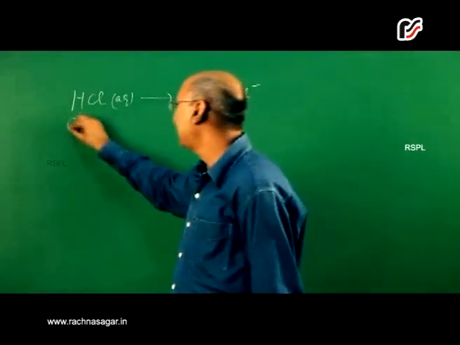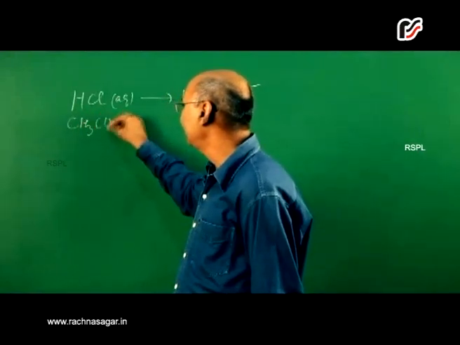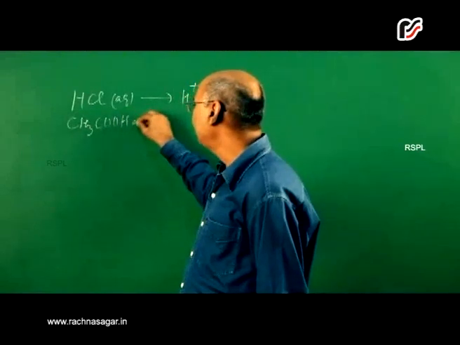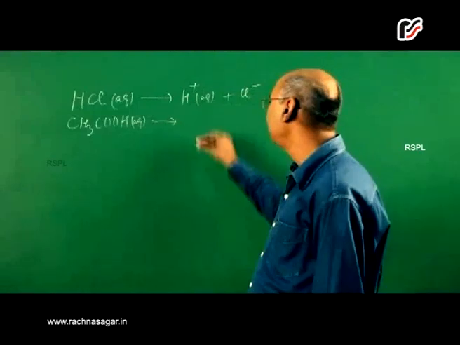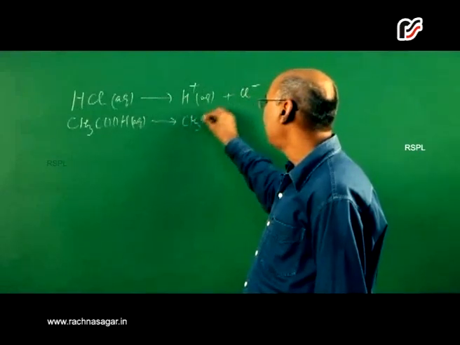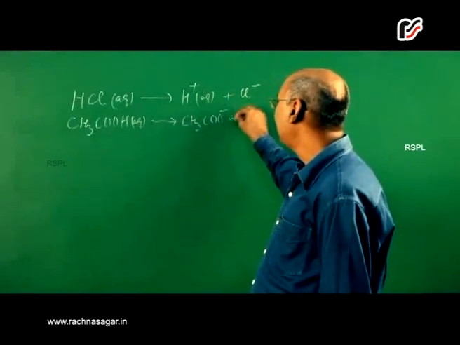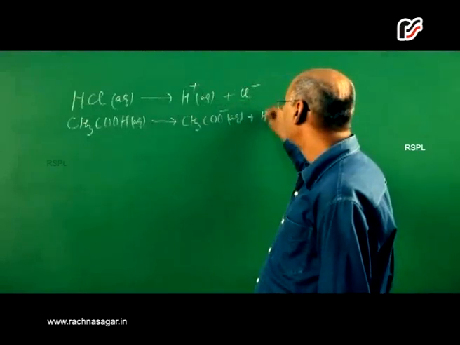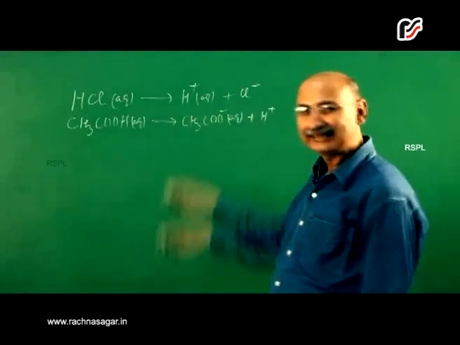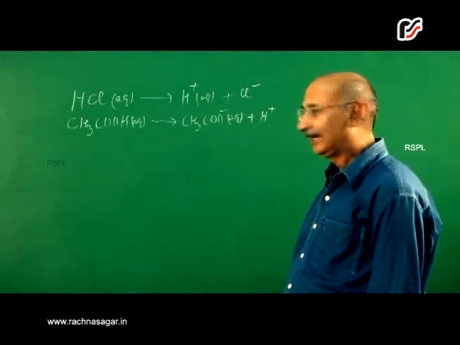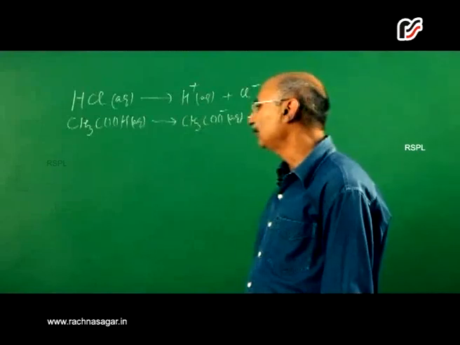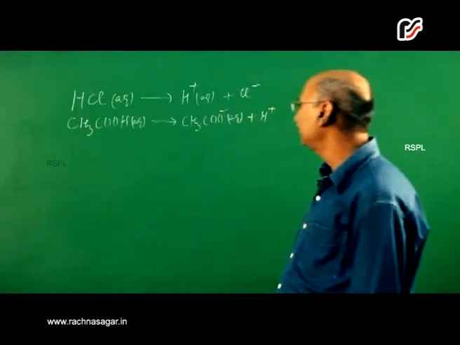Similarly, acetic acid is a weak acid. Now what is a weak acid? One which does not completely dissociate into ions is called a weak acid. It will form acetate ion plus H ion. Now what is common in all acids when they are dissolved in water? H plus ions are released. Yes, all acids when dissolved in water release H positive ion.